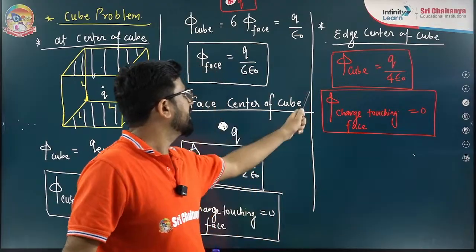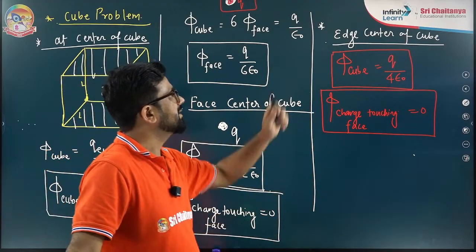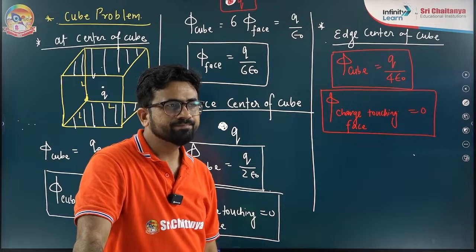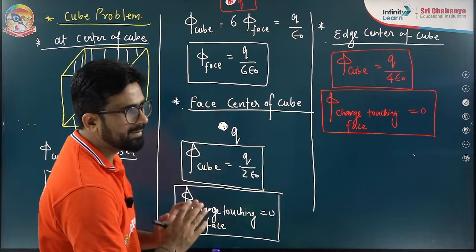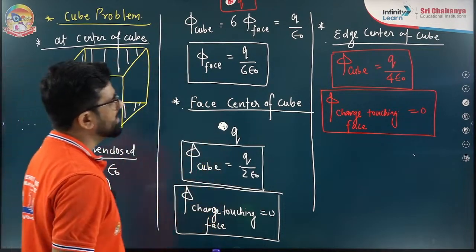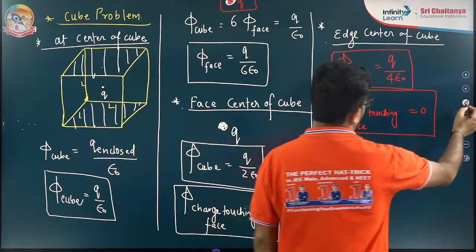So this is case 3 we have discussed, the edge center of the cube. Is it clear to everyone? It is clear, beta? Now we are going to the next problem. That is a very simple thing I am putting here.